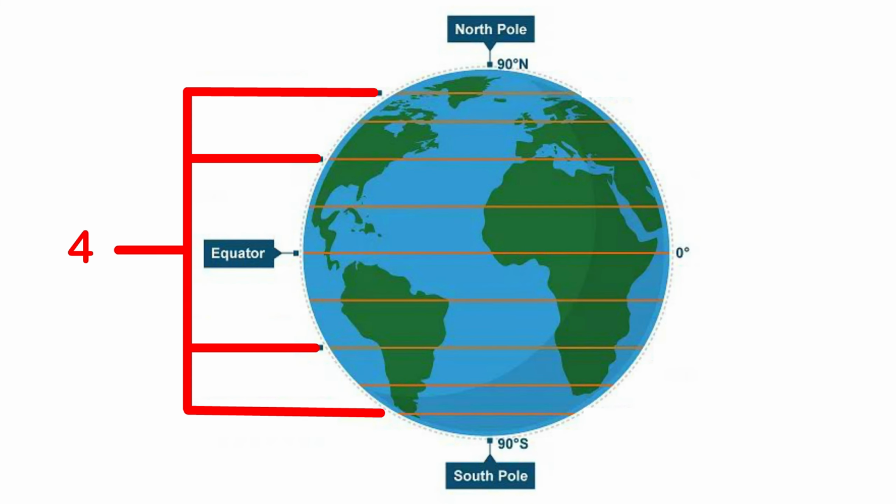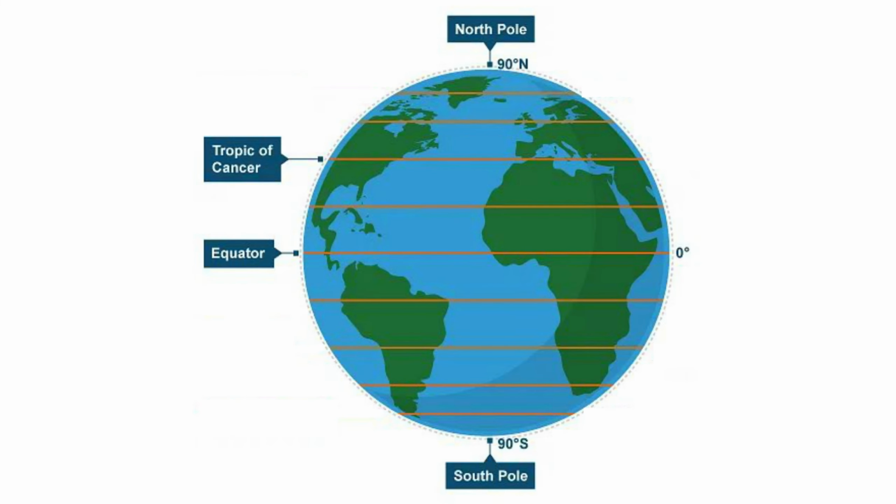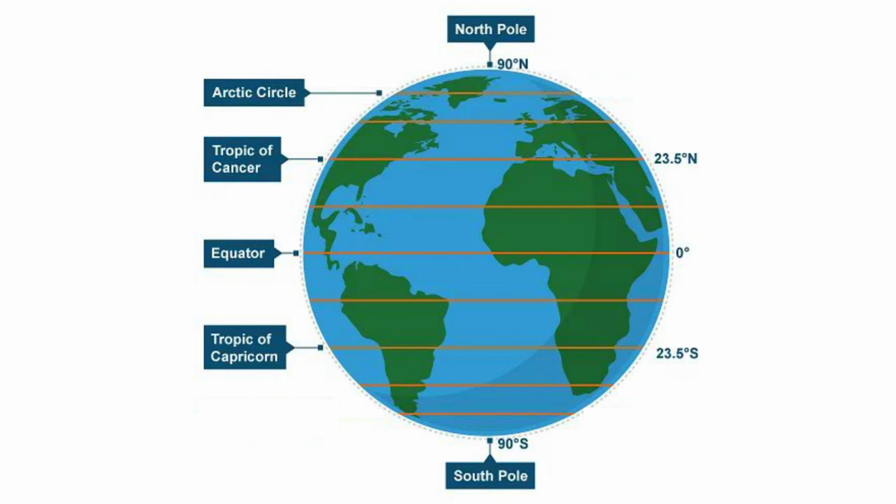There are 4 important parallels of latitudes. First one is Tropic of Cancer, which is 23.5 degrees north in the northern hemisphere. Second one is Tropic of Capricorn, which is 23.5 degrees south in the southern hemisphere. Third one is Arctic Circle at 66.5 degrees north of the equator. And the fourth one is Antarctic Circle at 66.5 degrees south of the equator.